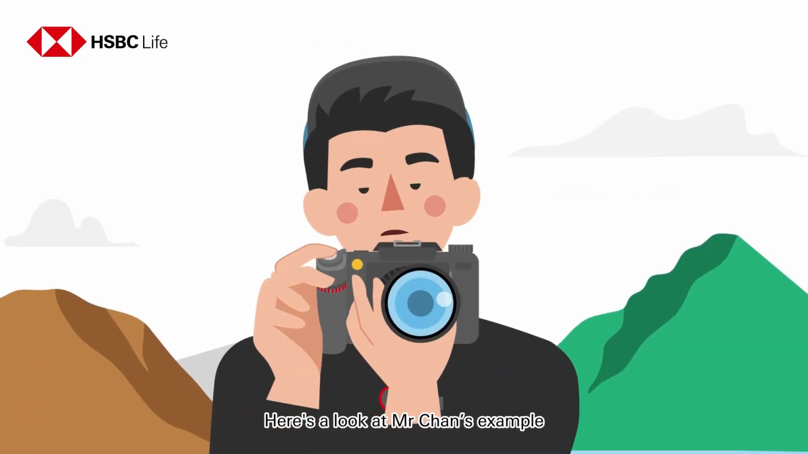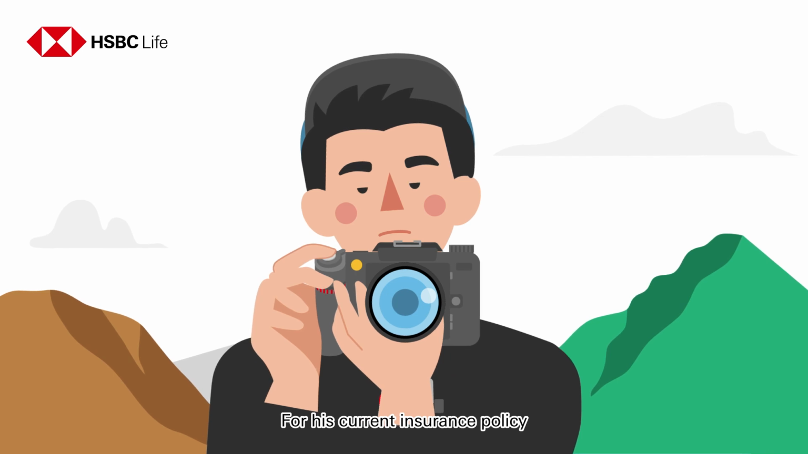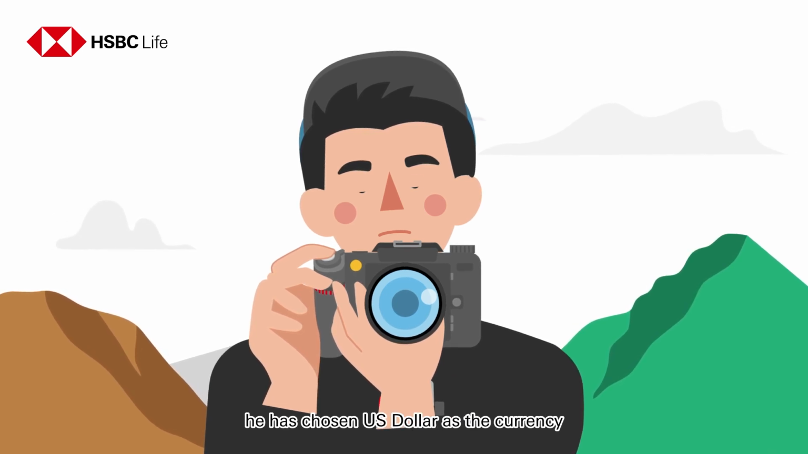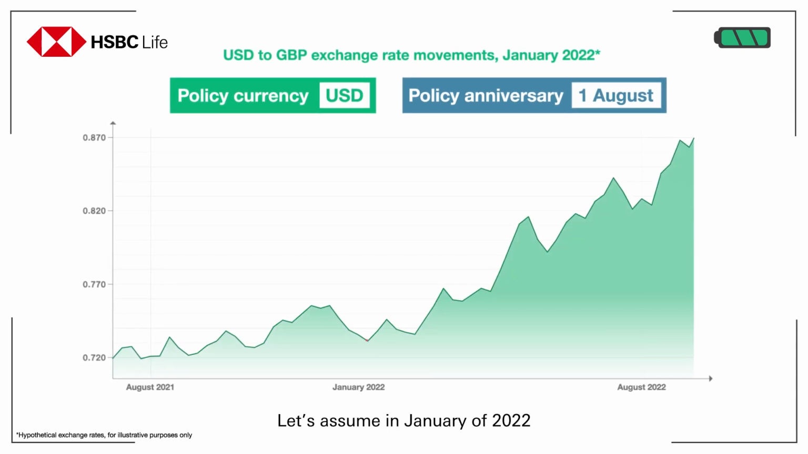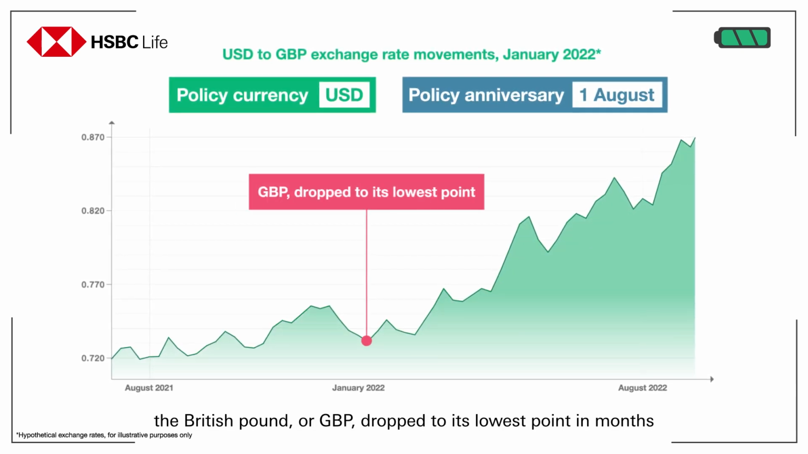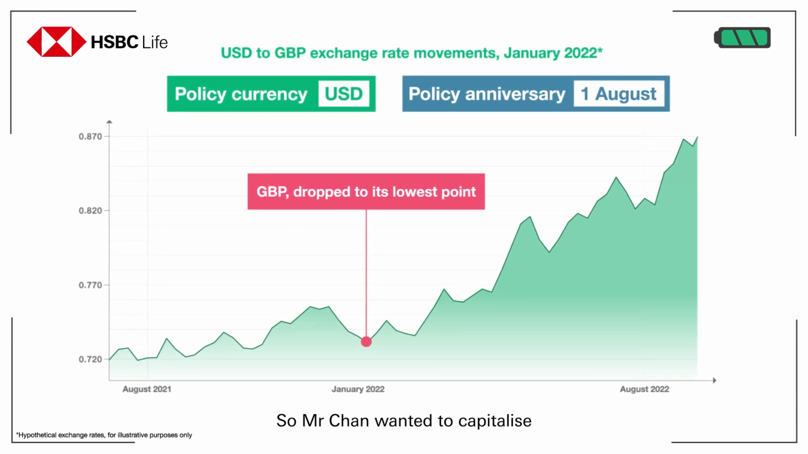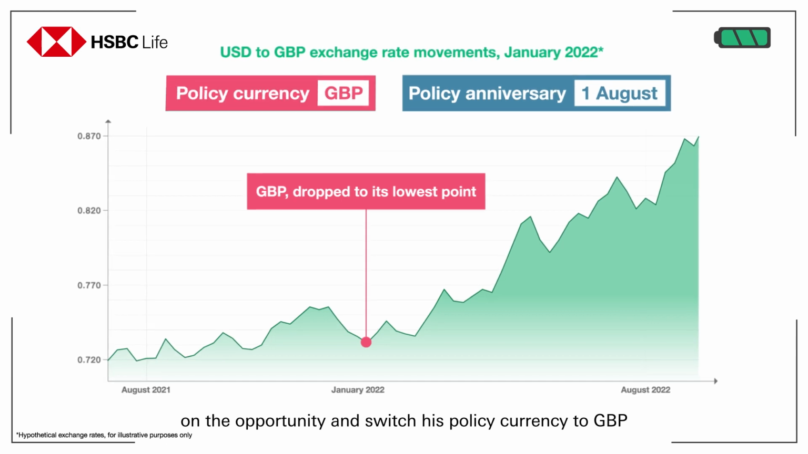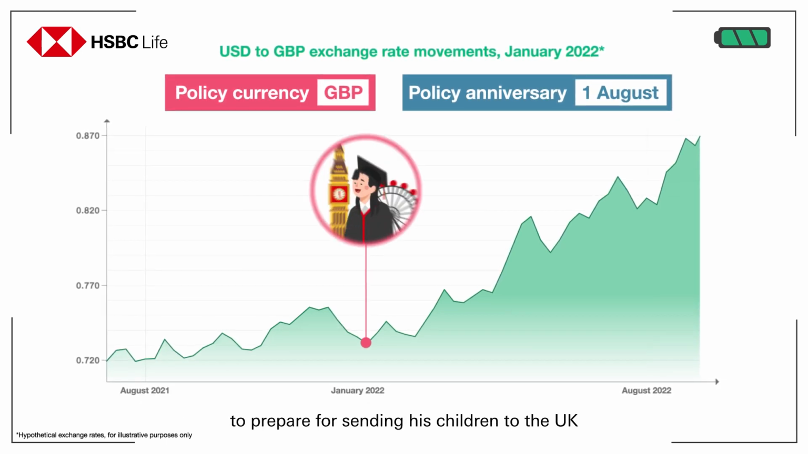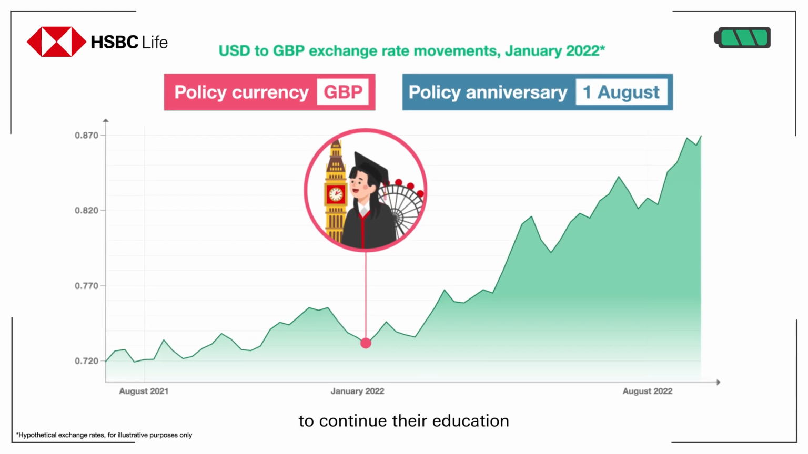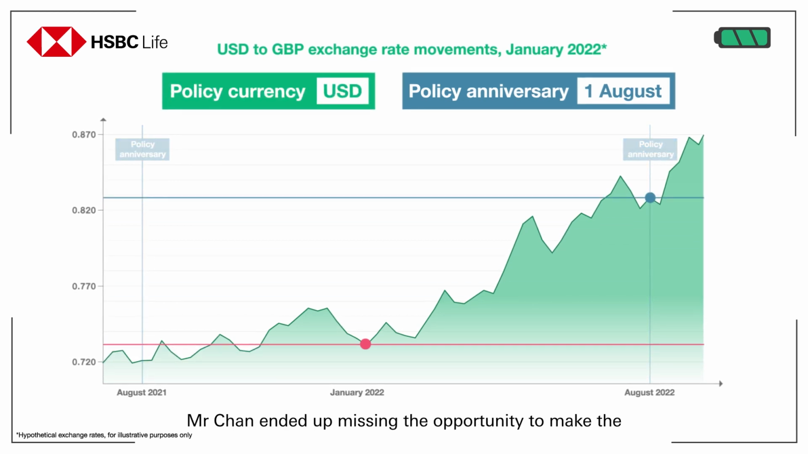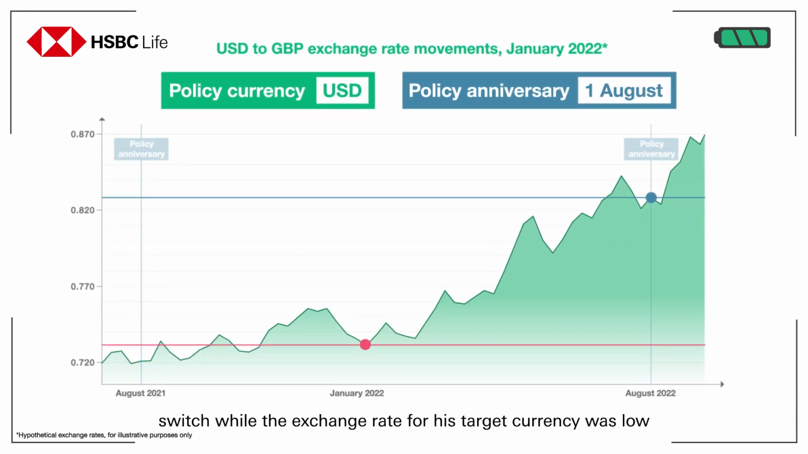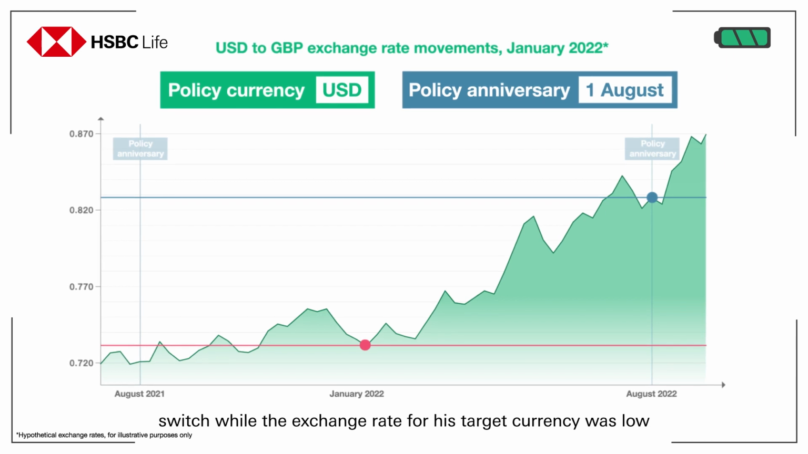Here's a look at Mr. Chan's example. For his current insurance policy, he has chosen US dollar as the currency. The policy anniversary is the first day of August. Let's assume in January of 2022, the British pound, or GBP, dropped to its lowest point in months. So Mr. Chan wanted to capitalize on the opportunity and switch his policy currency to GBP to prepare for sending his children to the UK to continue their education. But since his policy anniversary was still months away, Mr. Chan ended up missing the opportunity to make the switch while the exchange rate for his target currency was low.